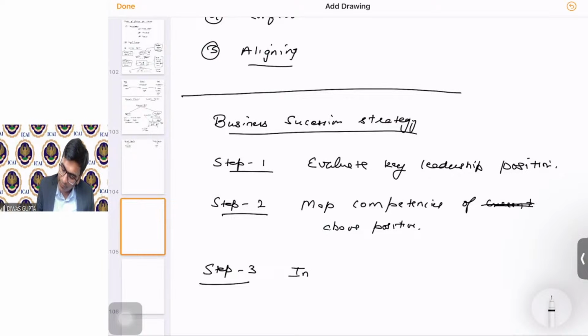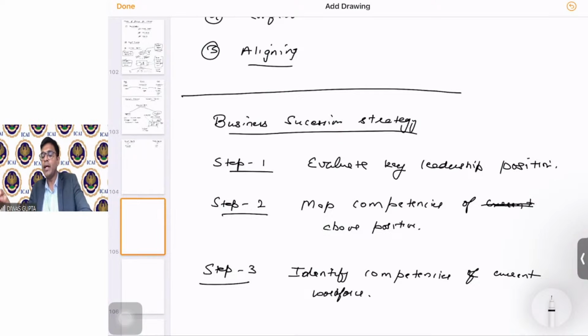So identify competencies of the current workforce, right? Now you need to know the current pool of people that you are holding, what competencies they have and what skill sets they are driving. Can they become a leader, or a prospective candidate to take up the leadership position that you have identified in step one? All that mapping and discussion analysis has to happen.